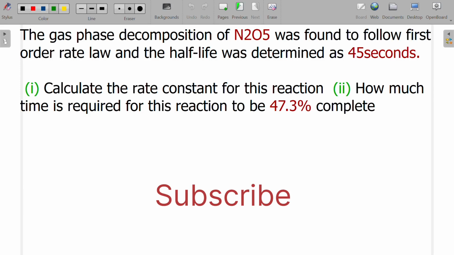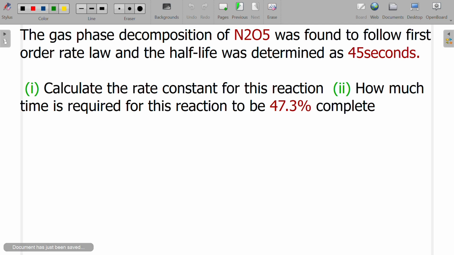Hello viewers. So we have this question under chemical kinetics that says the gas phase decomposition of N₂O₅ was found to follow first order rate law and the half-life was determined as 45 seconds. Calculate the rate constant for this reaction and how much time is required for this reaction to be 47.3% complete. So we are looking for the rate constant for this reaction, and then we'll also look at the time it will require this reaction to be 47.3% complete. So how do we find that?